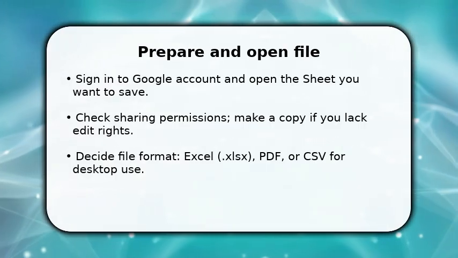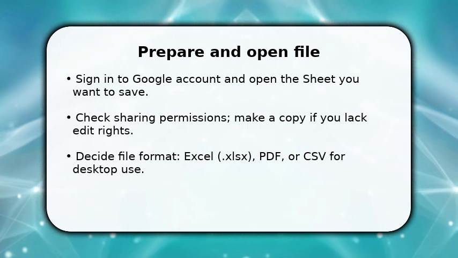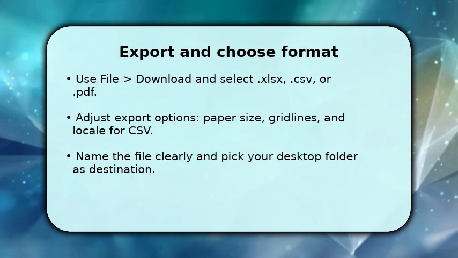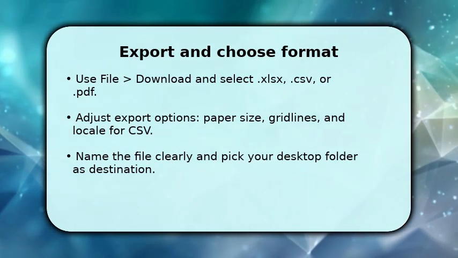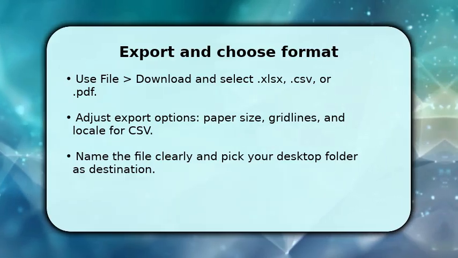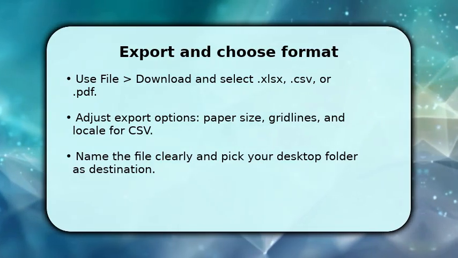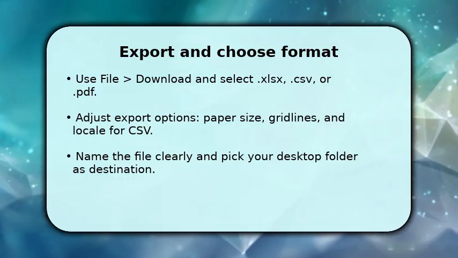You proceed to File, then Download, and pick the format that fits your use. For Excel, choose XLSX. For data exchange, choose CSV. For sharing, choose PDF. Once you pick PDF, adjust paper size, orientation, and whether to include grid lines.